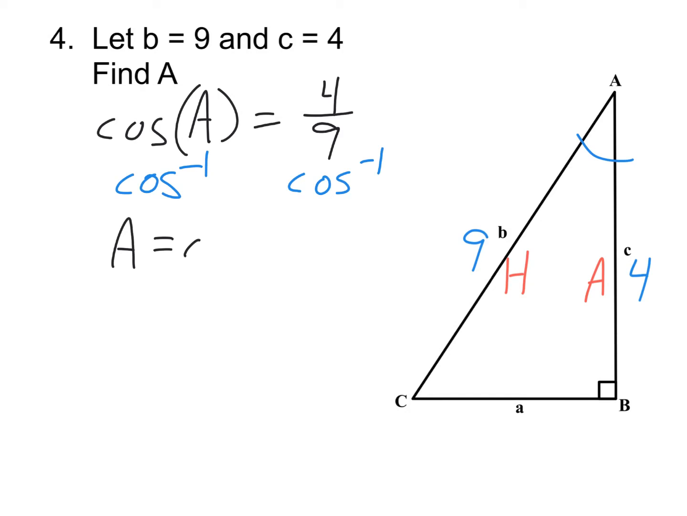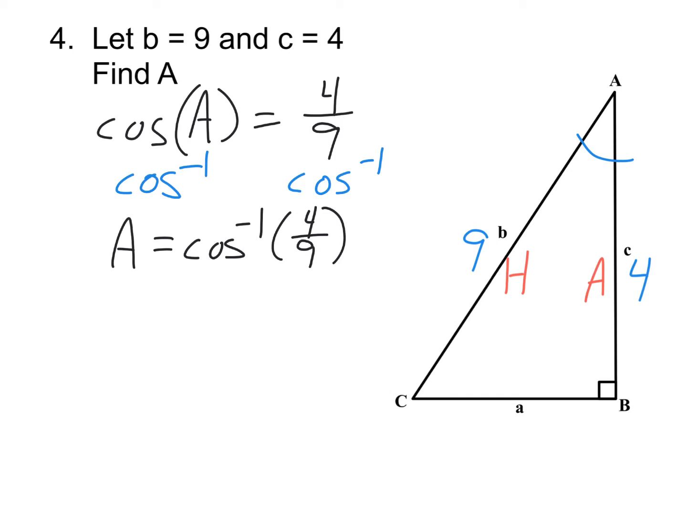On the right side, I still have to do the inverse cosine of that. So I do inverse cosine of 4/9. We will use inverse cosine anytime we're trying to find an angle measure. Inverse cosine, inverse sine, inverse tangent always tell us angles.